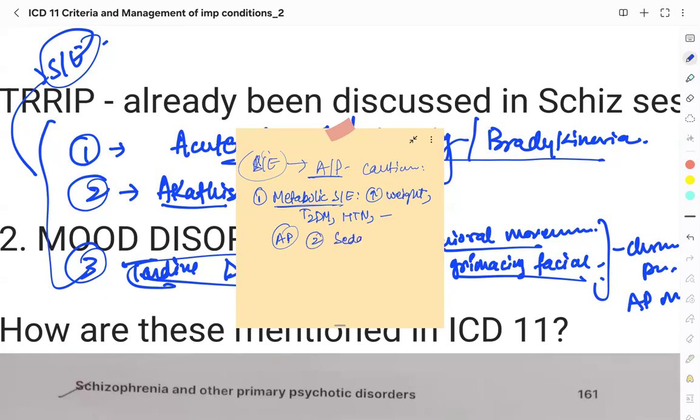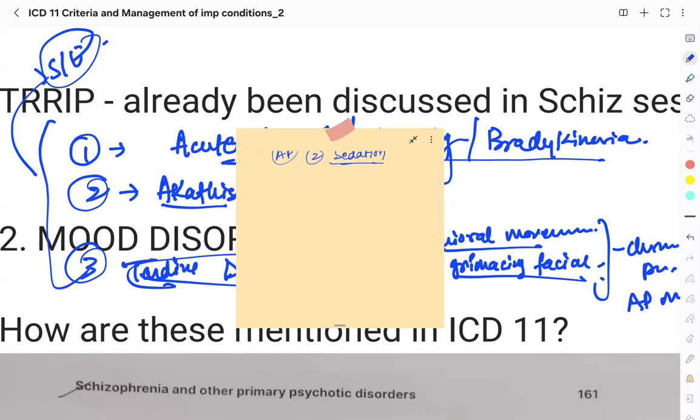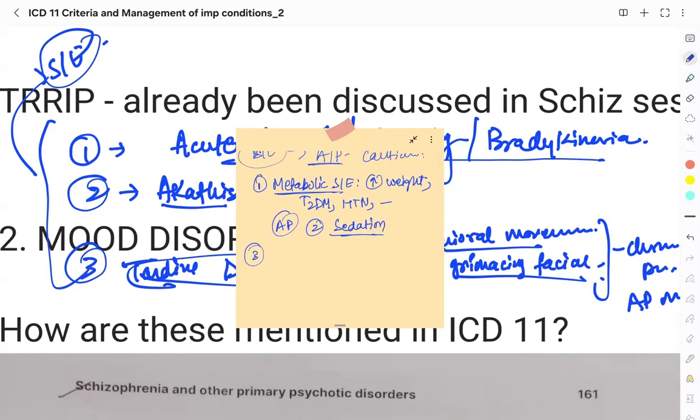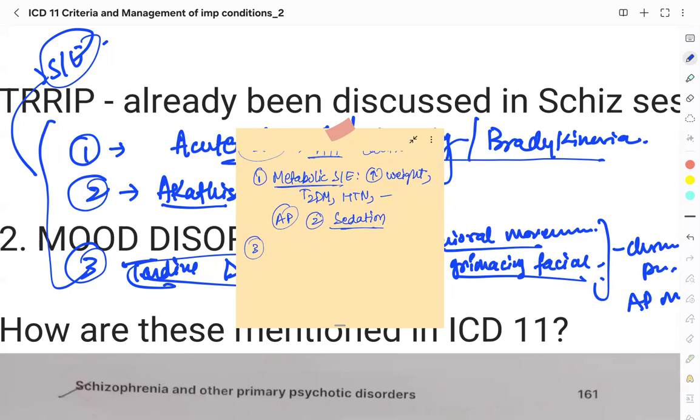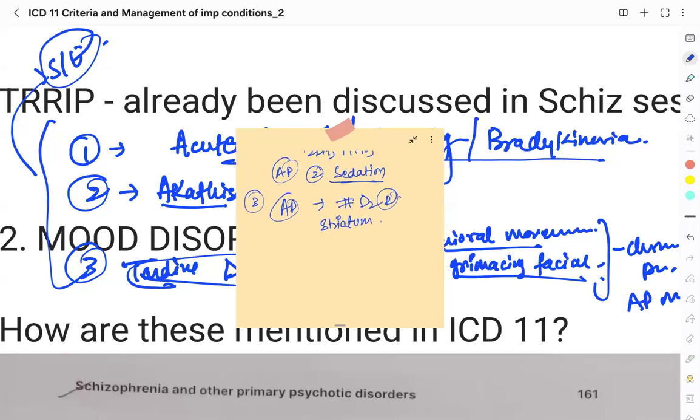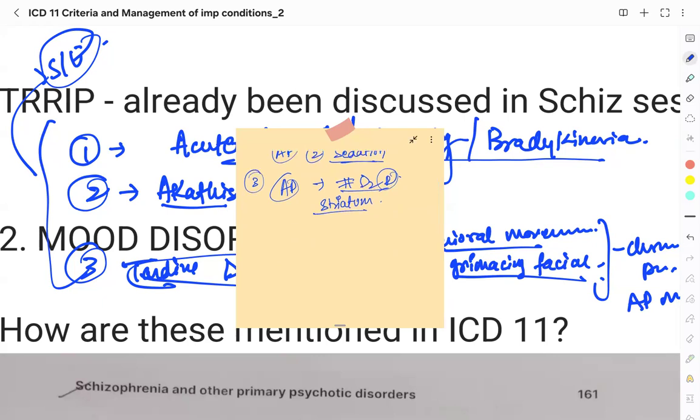Similarly, you can also say sedation is very common with these medications, right? Okay. What else? So what happens with dopamine blockage? Our antipsychotics are actually blocking the D2 receptors in striatum. There is basal ganglia. So what is happening with blockage of the D2 receptors? Definitely hallucinations and delusions are reducing.